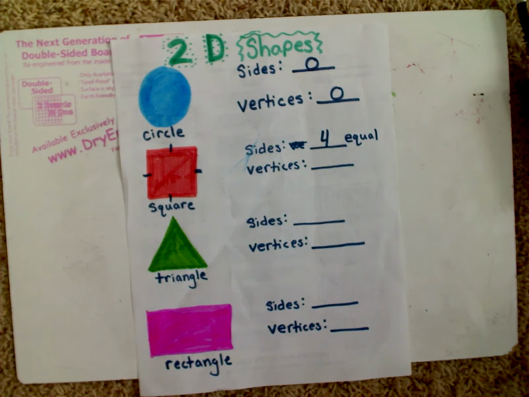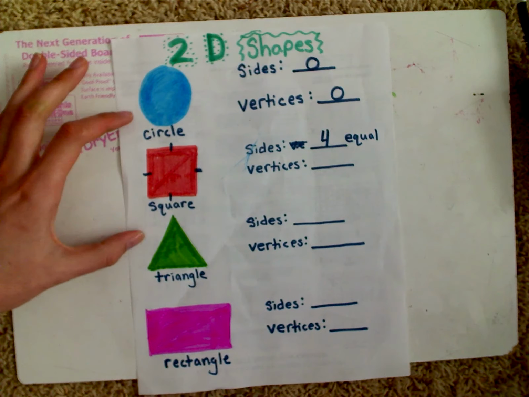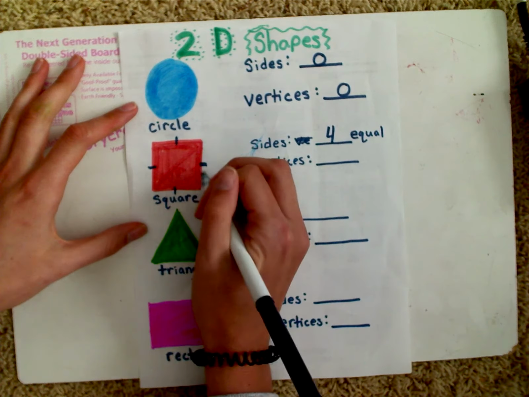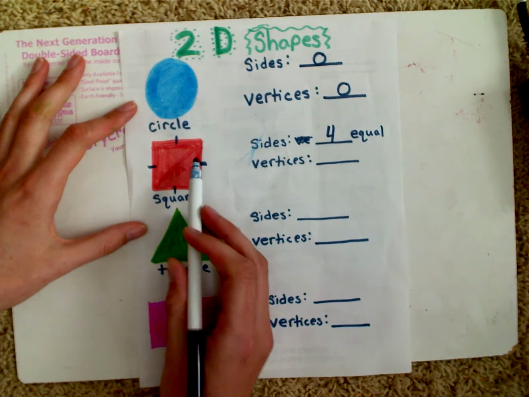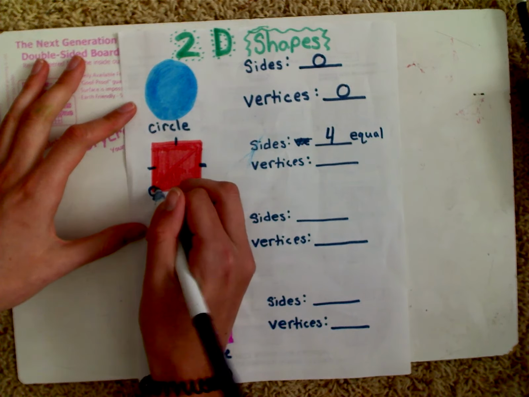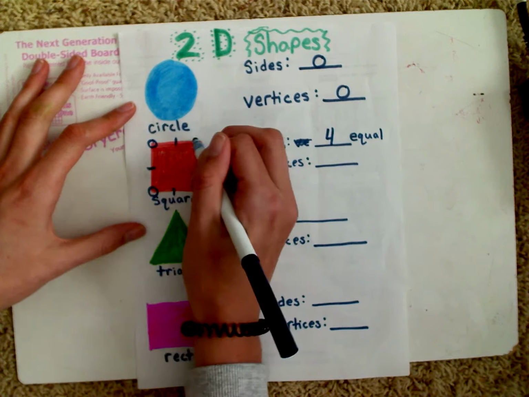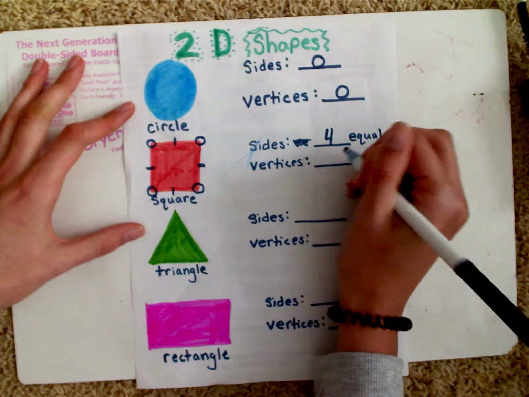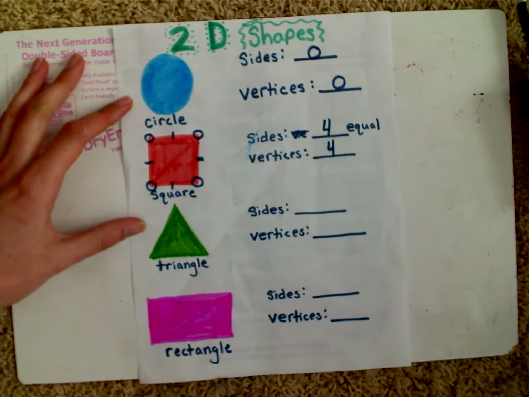How many vertices are there in a square? Let's go ahead and count them up. So where 2 sides come together. So here's 1, 2, 3, 4. There are 4 vertices.